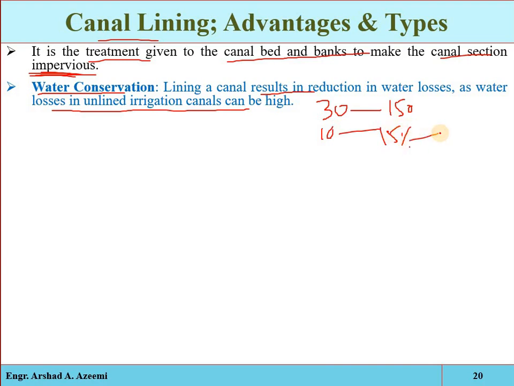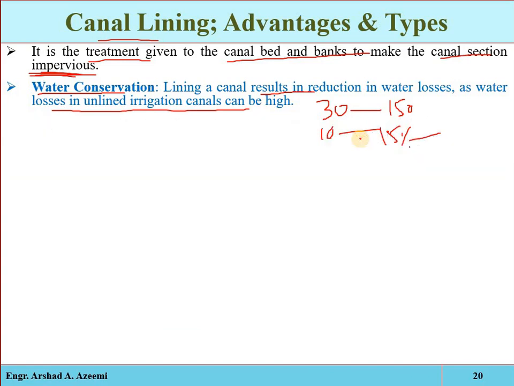So if you properly lined a canal, then this 10 to 15% of water will be conserved. Lining a canal will not completely eliminate these losses, but roughly 60 to 90% of the water losses will be controlled. That amount of water will be saved, conserved. Minimizing the water losses is very important, especially in schemes where irrigation water is pumped.